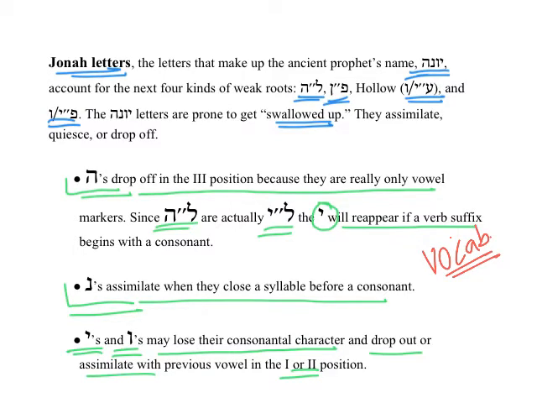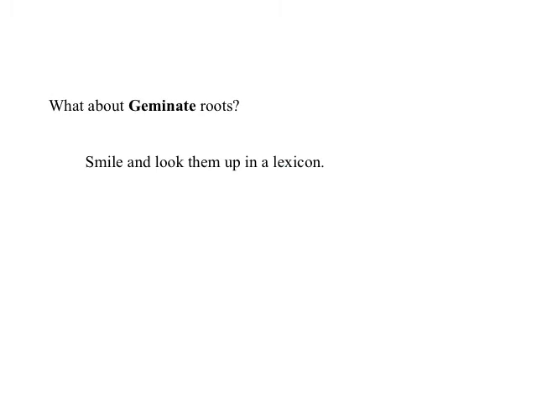Vocabulary recognition goes a long way to solving our issues when there's less consonants than we expect when we're doing verb parsing. But basically there's these, of the 9 main kinds of weak verbs, there's the 2 main classes, those with gutturals, those with Jonah letters. And then there's the geminate. Geminates are a different animal. That's when the second and the third root letter are exactly the same. And the best thing to do is look it up in a lexicon.